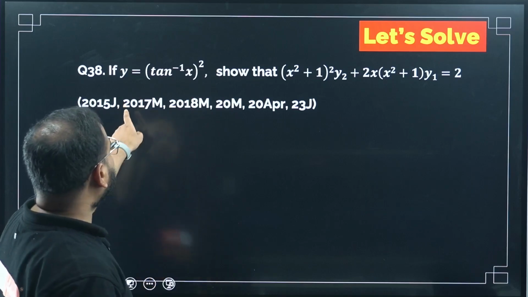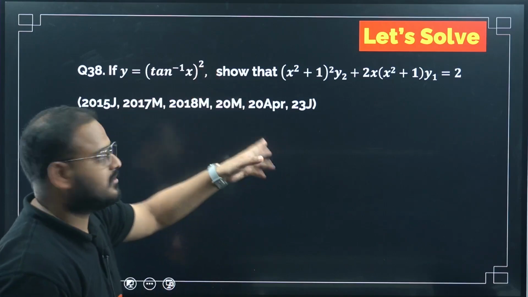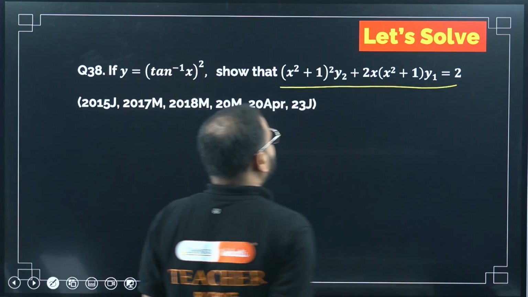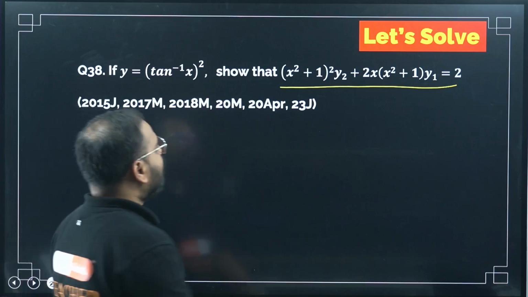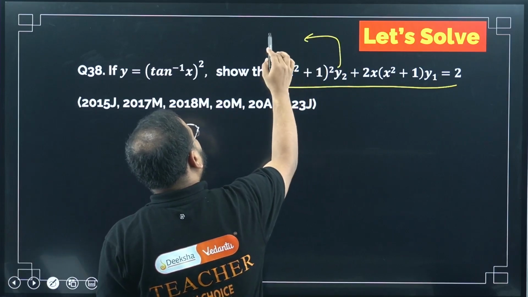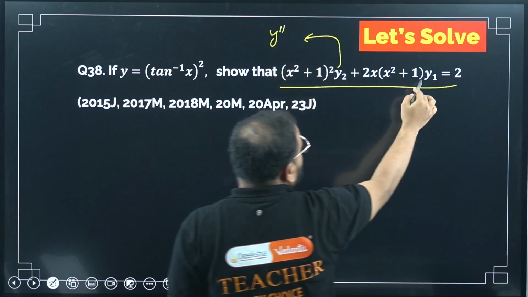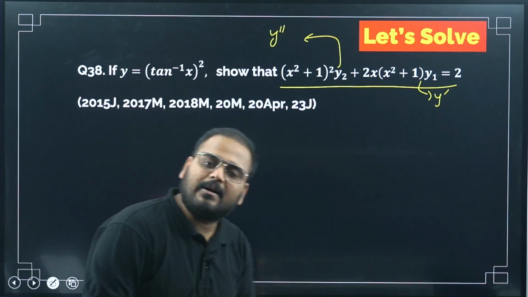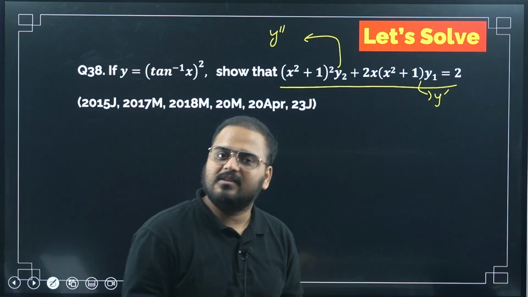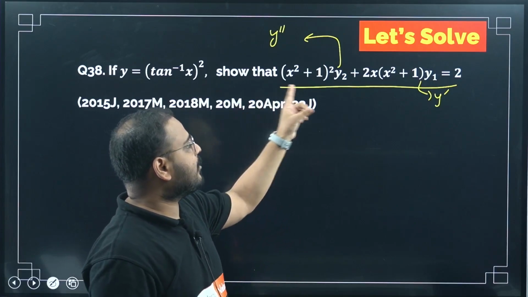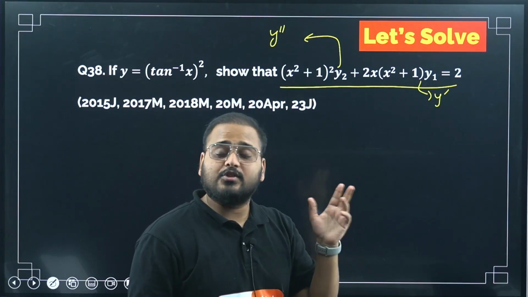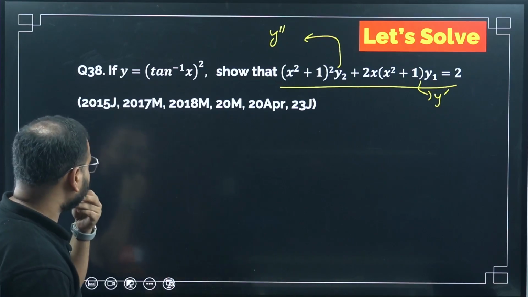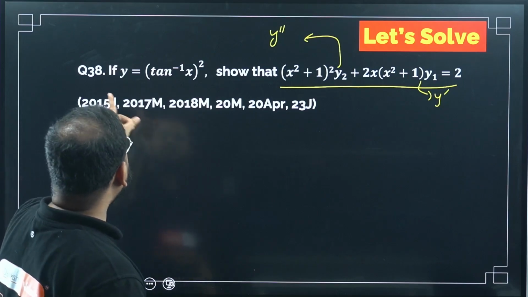So y equal to tan inverse of x the whole square is the given function. We have to prove this condition. Please understand, y2 means y double derivative, and y1 means y derivative. Y dash, dy by dx, or y1 all mean the first derivative. Y double dash, or y2, or d square y upon dx square are all the same for the second derivative. Okay, let's solve the first one.